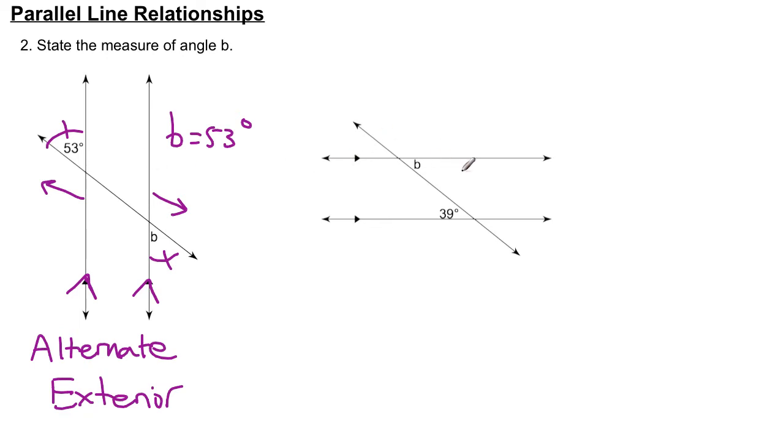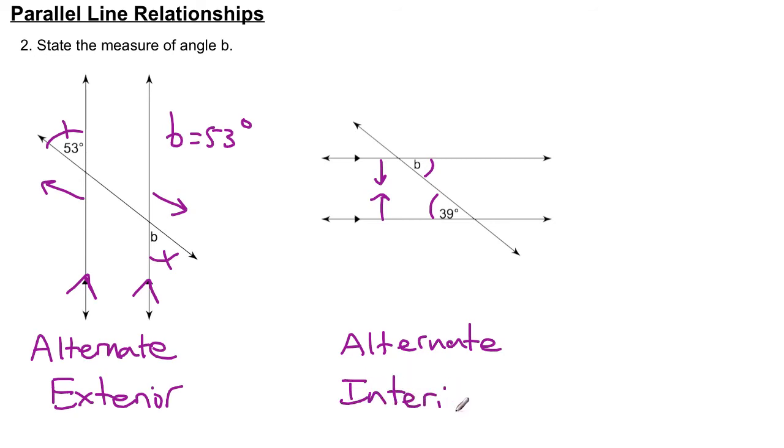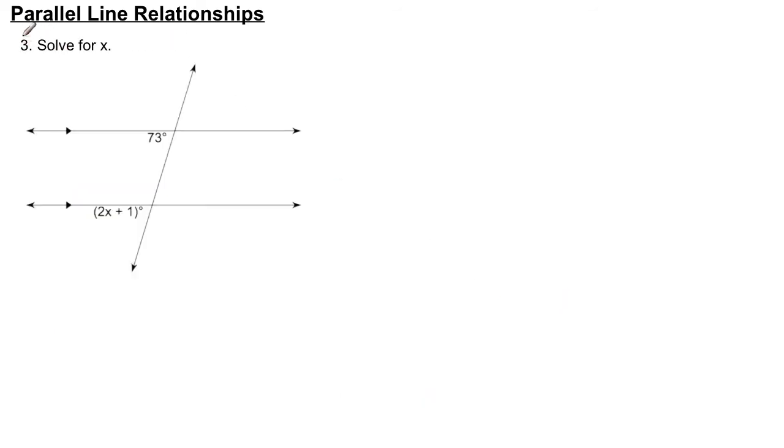Okay, now on this one, notice we have B and 39, and they're on the inside of the parallel lines. So this is alternate interior. Okay, and in this situation, B is 39 degrees. Okay, this is the last kind of problem you're going to see.